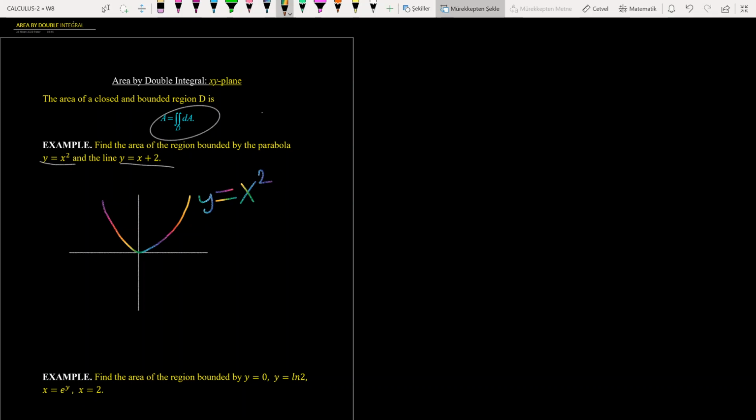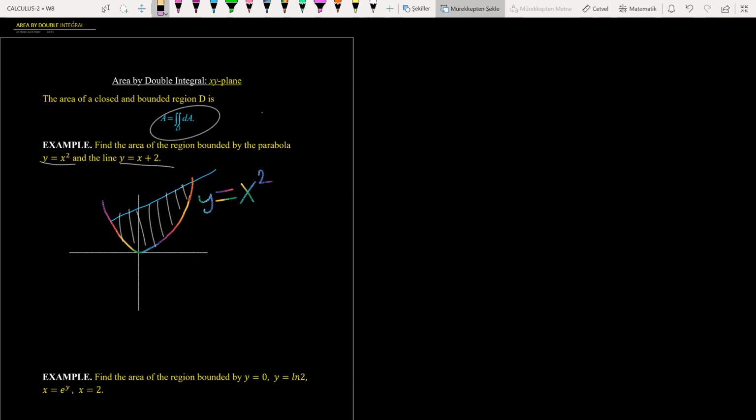What about the line y equals x plus 2? The line y equals x plus 2 is something like this. Let me extend the parabola. So we will find the area of this region by double integral.